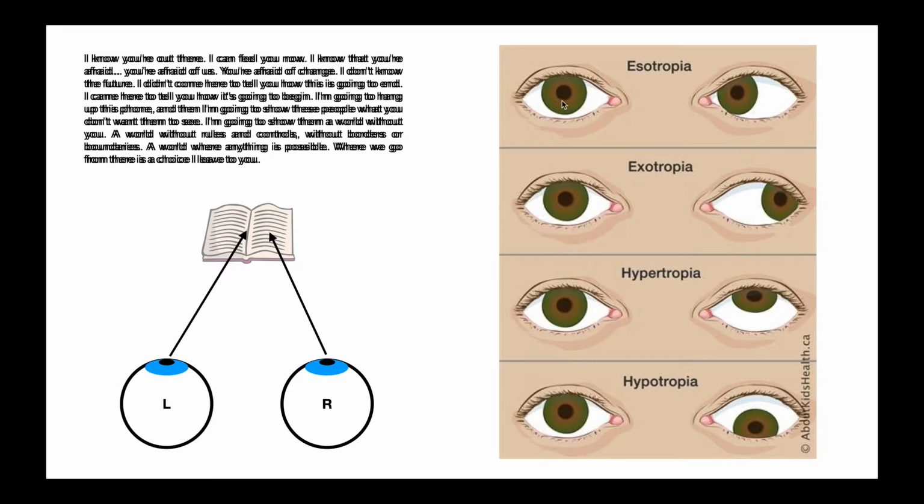So in each of these examples, notice that the right eye is normal. There's no issue with the right eye, but the left eye does not line up with the right. The left one is abnormal in all four of these cases. The first type of strabismus is esotropia, in which one of the eyeballs is pointed too far inward, or it's too adducted. This could be due to weakness of the lateral rectus muscle.